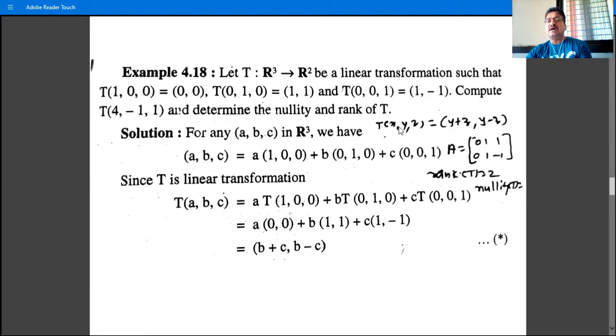And so write this as T of (x, y, z) is equal to A times (x, y, z), and what is A? A is the matrix with rows (0, 1, 1) and (0, 1, -1). And then find the rank of T and nullity of T. Nullity means the dimension of the kernel of T, and rank is the dimension of the range of T. So from the matrix A, find the basis and dimension of range of T and kernel of T by the previous method. Then we have the answer: the rank of T is 2 and nullity of T is 1. Nullity of T is 1 because there are three columns, and so rank of T is 2, nullity of T is 1, their addition is 3.